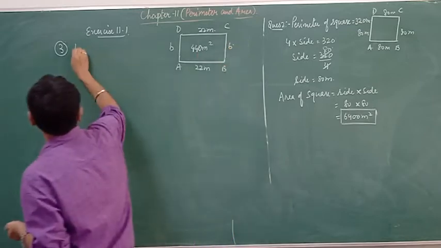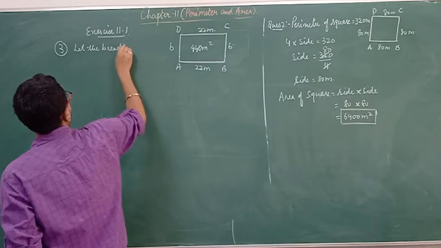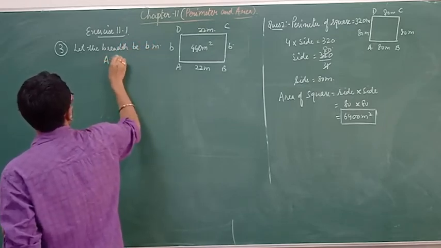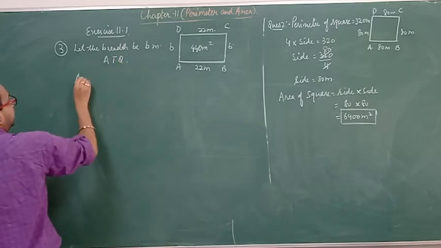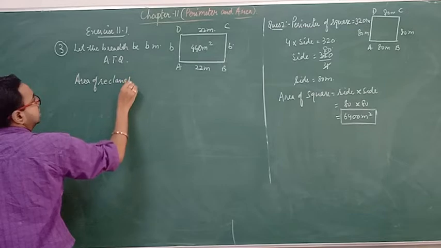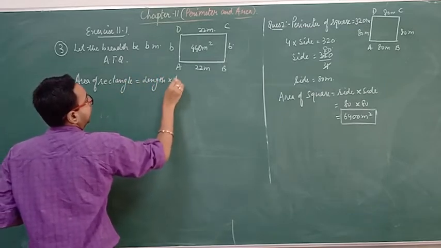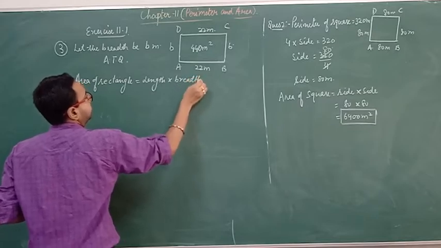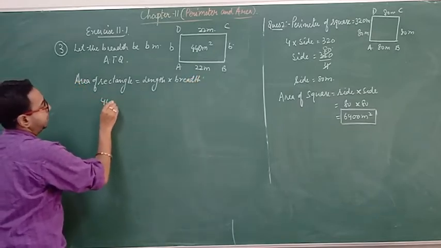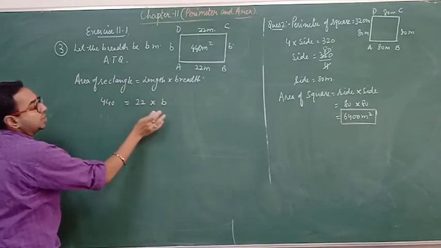So we can say let the breadth be b meter. According to the question, area is given. Area of a rectangle is length into breadth. Clear? Area is already given, 440. Length is already given, 22. Breadth is b. Linear equation in one variable.